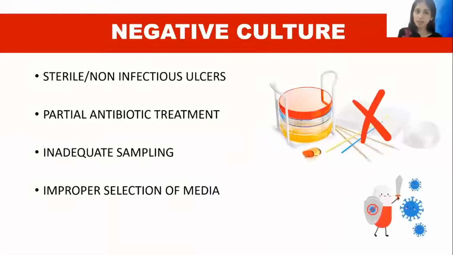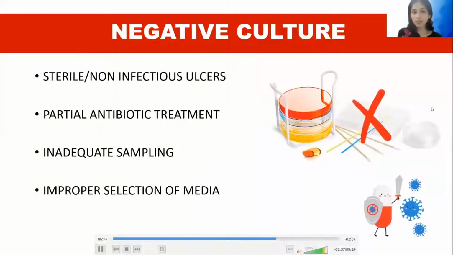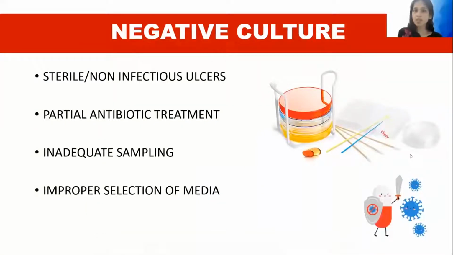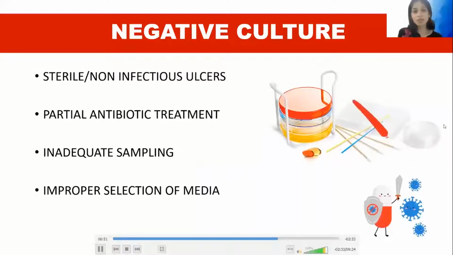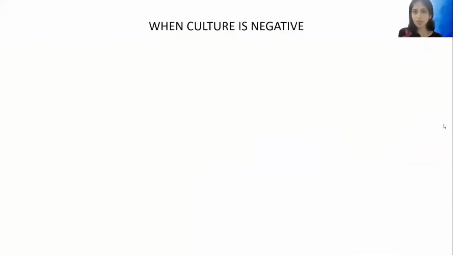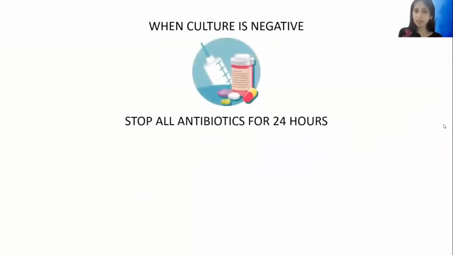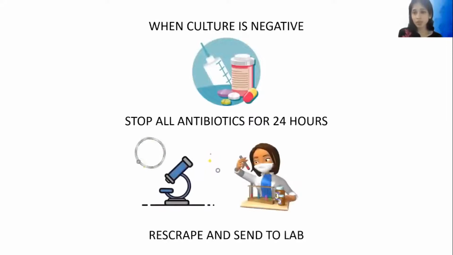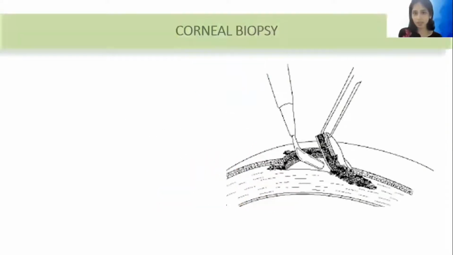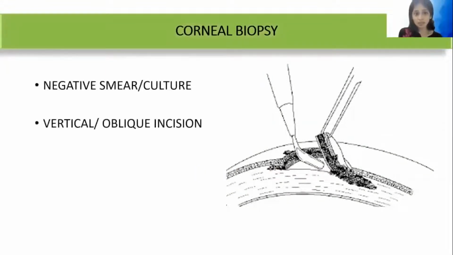When do you call a culture negative? You call it when it is sterile, when the patient is already on therapy since long, when the sampling is inadequate, and when there is improper selection of media. So when the culture is negative, you stop all the medications for 24 hours and re-scrape and send it to the lab. Corneal biopsy. You do it when everything is negative.